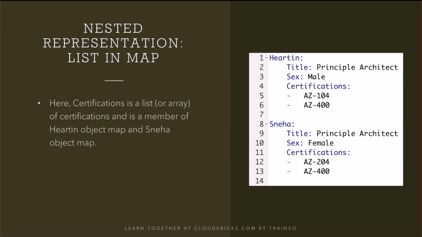For example, if you consider the first 3-4 lines, so if you push sex male by a space or tab, then the YAML parser will think that, okay, sex male is a child of a title principal architect. And as you know, you cannot have a child for a regular key value pair. Children can be only possible for either a map or a list.